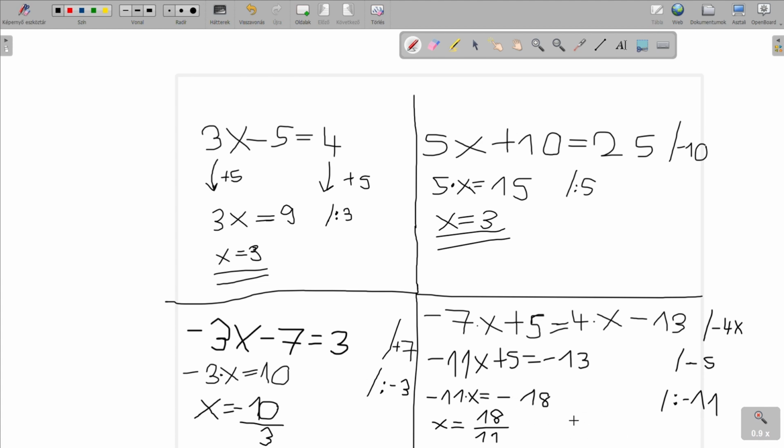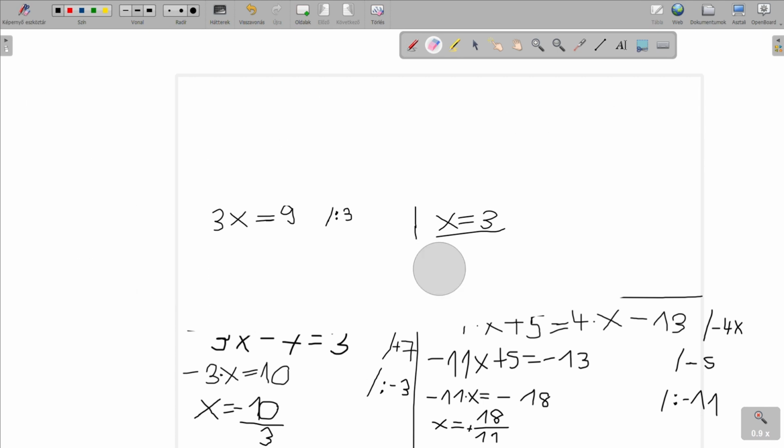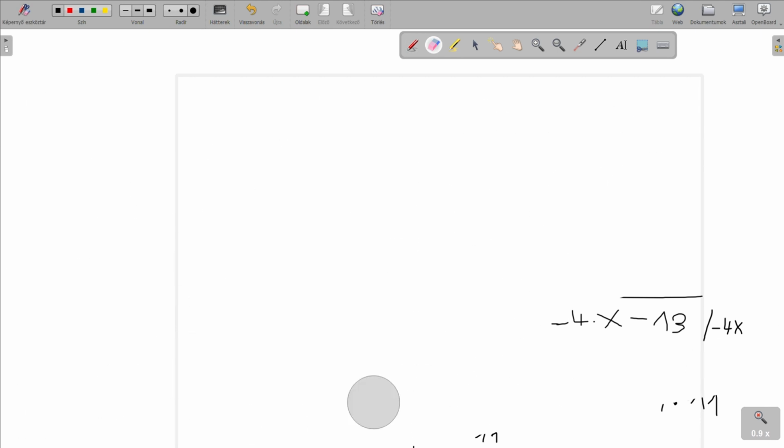Something to keep in mind is that we divided a negative number by another negative number, so minus divided by minus is always a positive sign, so that's plus 18/11. Great, and now let's erase our board and get on to some more difficult problems.